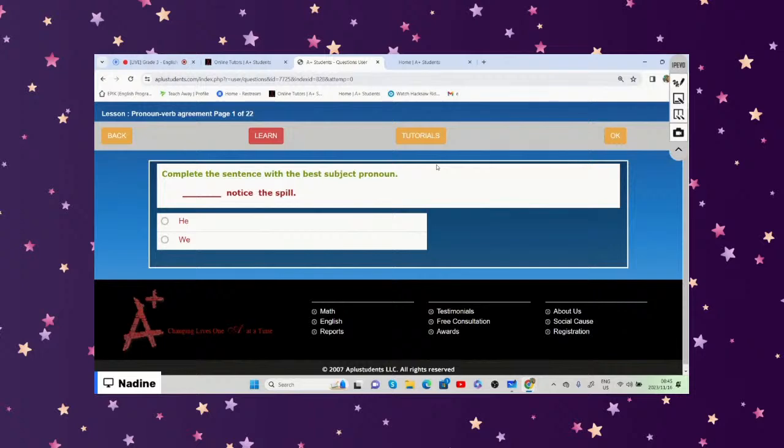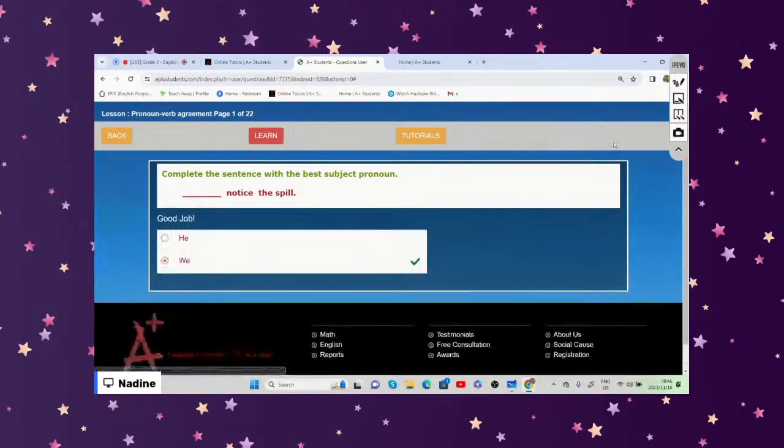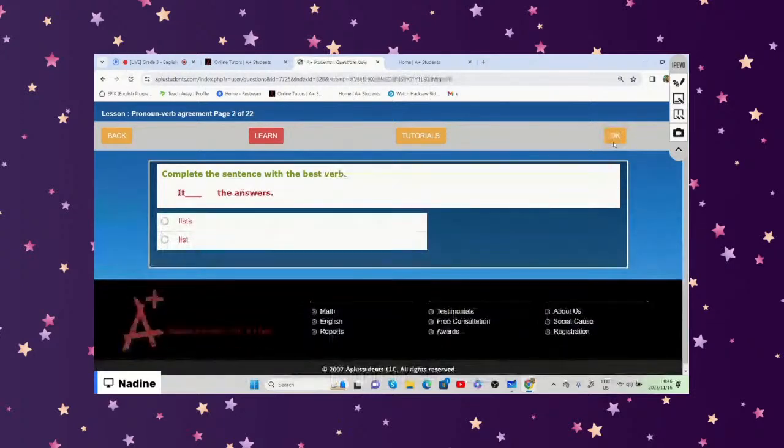All right, and our correct subject pronoun is we. We notice the spill. Because remember, a plural subject needs to agree with a plural verb, and a plural verb does not end in s, es or ies. And we is correct. So well done.